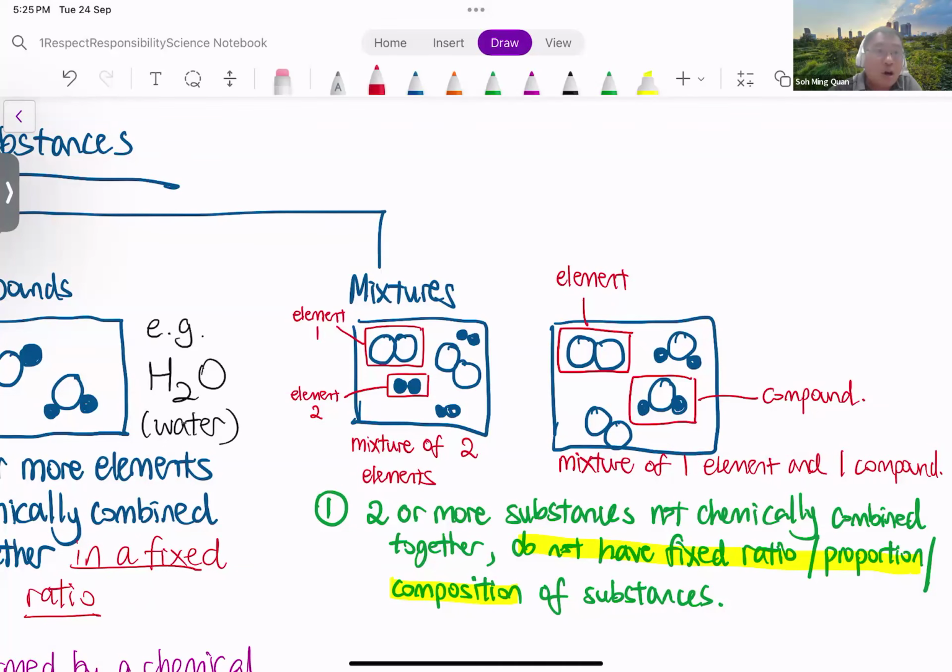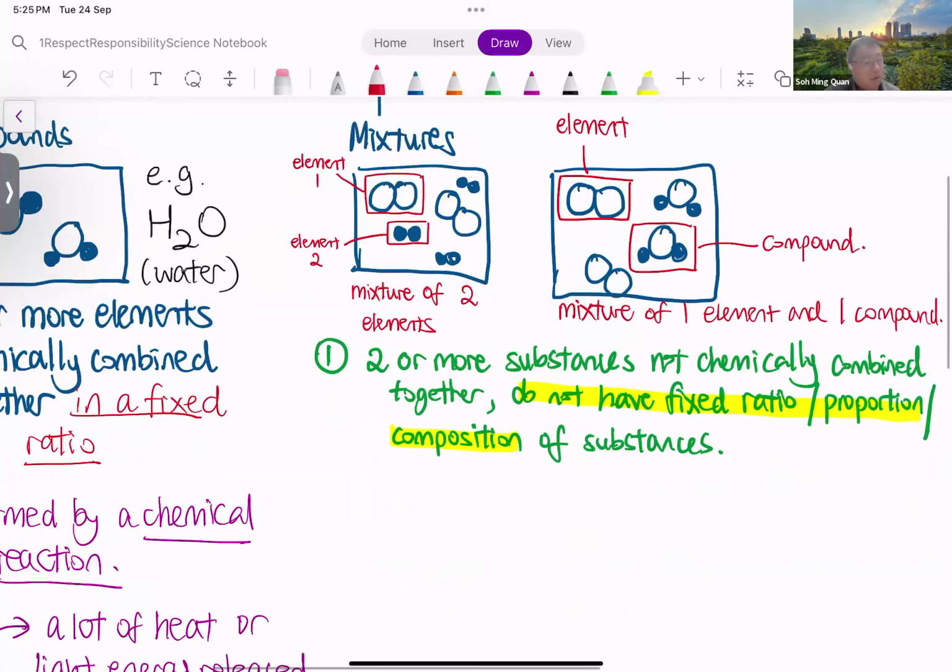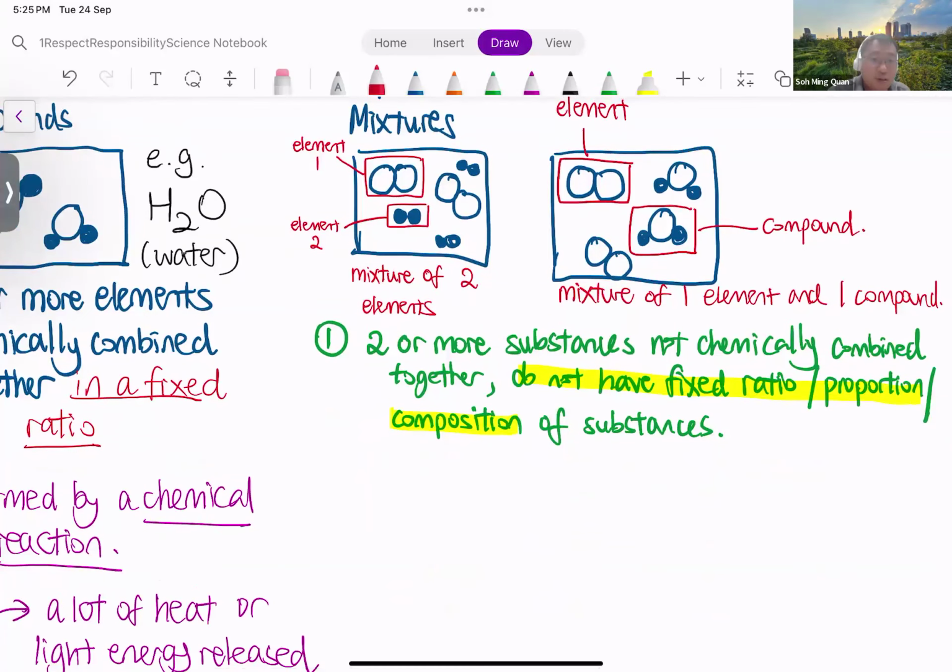Is the element and compound chemically combined together? So you look, are the two boxes, the element and the compound, chemically combined? As shown, the element and the compound are not joined. They are not joined together means they are not chemically combined together. Okay, so that is the first difference.